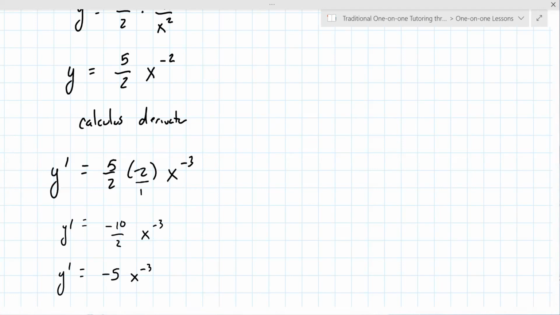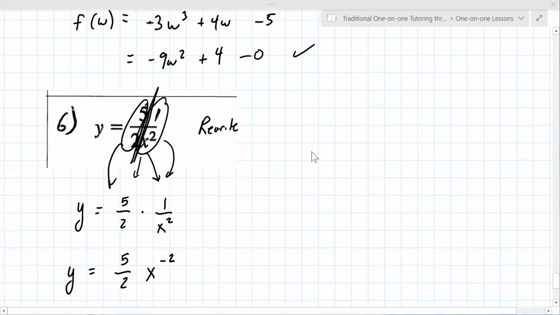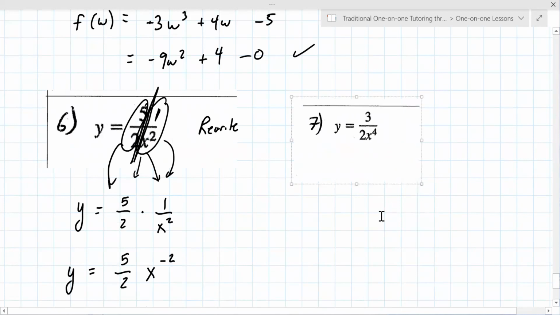Okay, so here's one to try on your own. It's really similar. In fact, I'll just put it right here next to it. And again, take the derivative. What is the derivative?